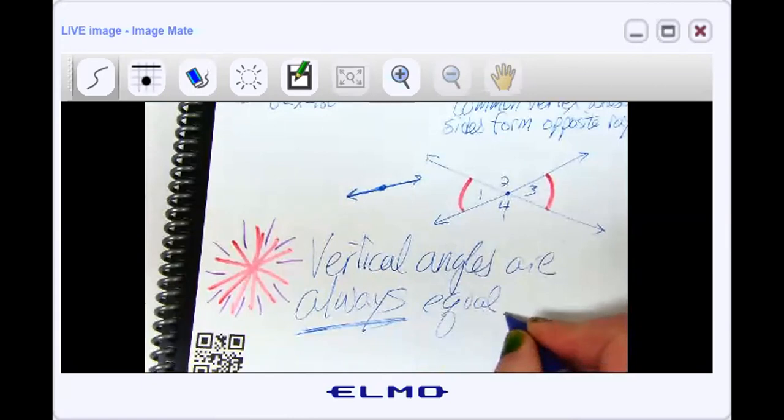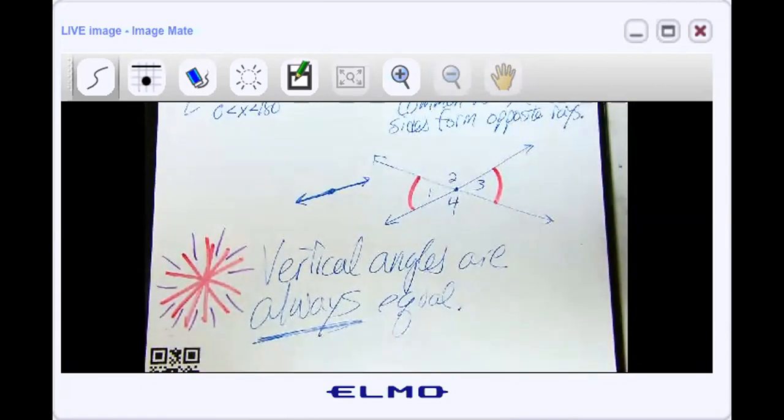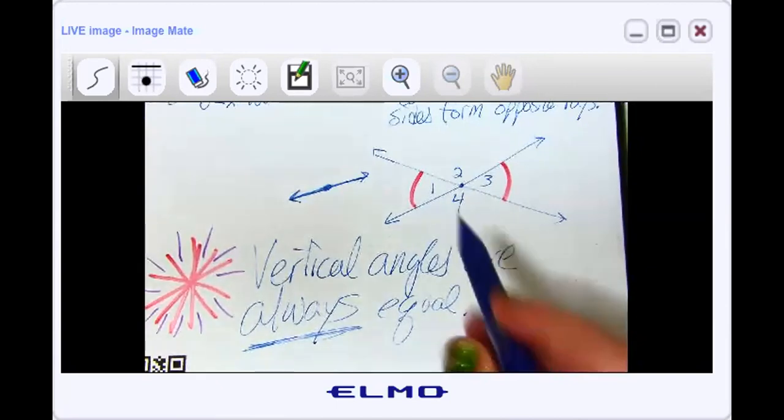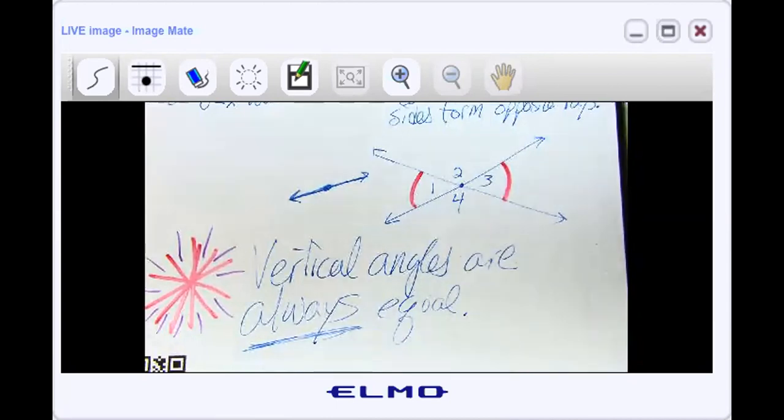This is the ultimate buy one, get one free sale. I cannot stress this enough. So if you know that angle 1, for example, is 30 degrees, you automatically know that angle 3 is 30 degrees. You don't even have to do any math anymore. If they are across the way from each other and they're vertical, so make sure that they really are vertical angles, they're equal. It's so nice.